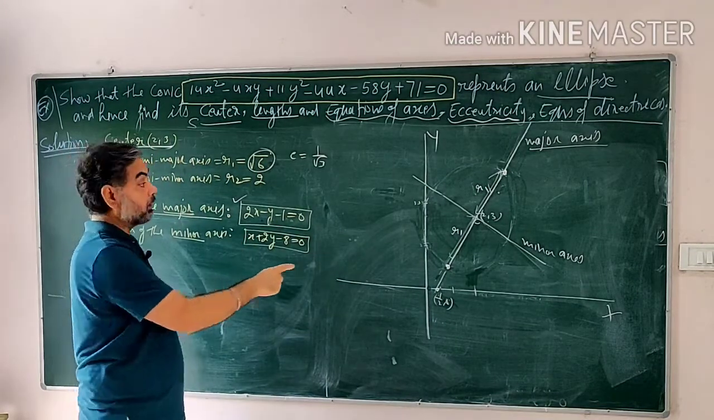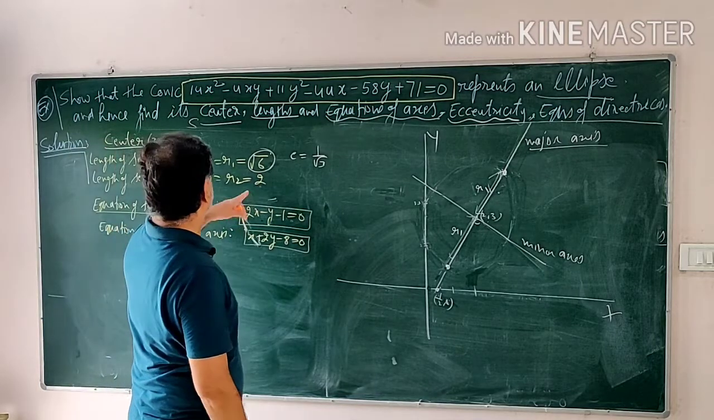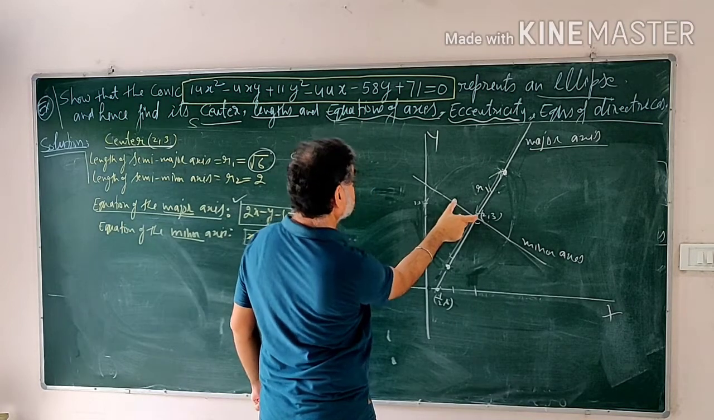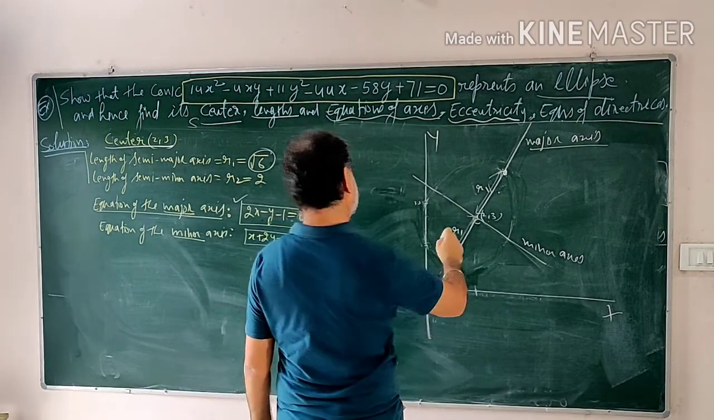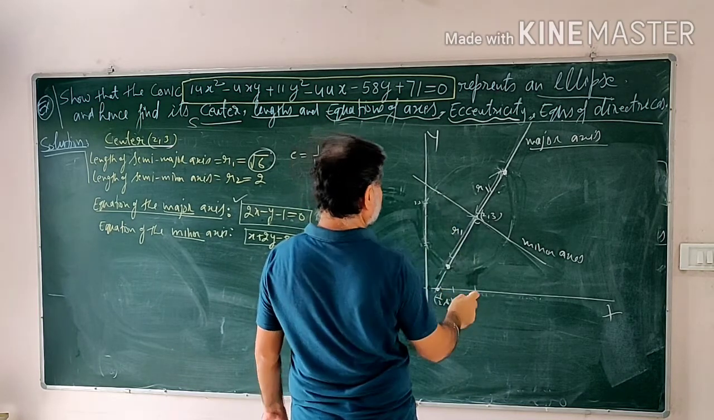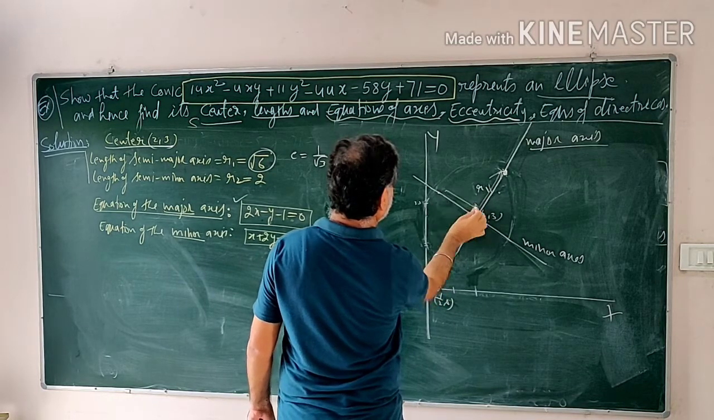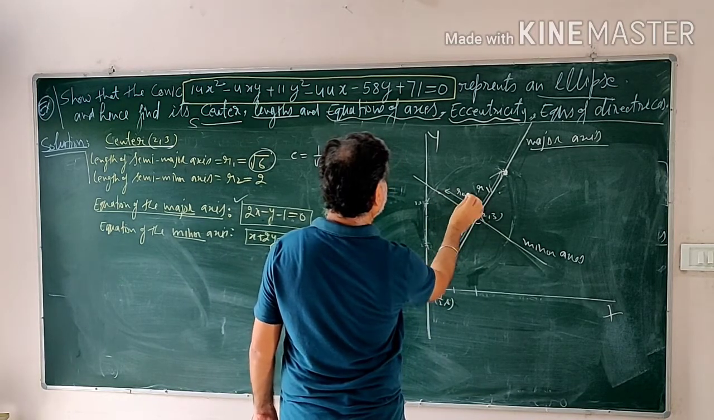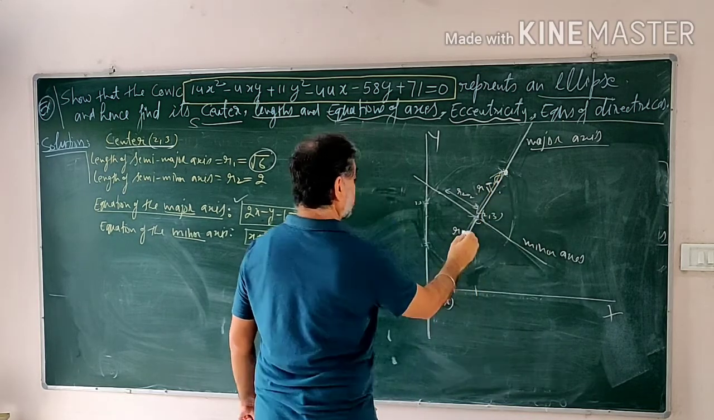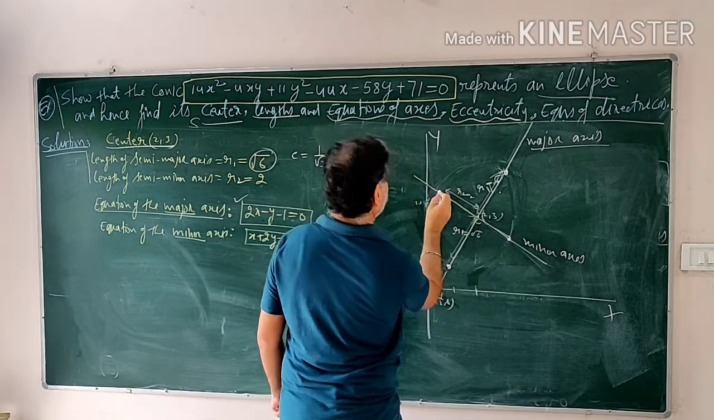On the minor axis, you cut the length equal to the length of the semi-minor axis. The length of the semi-minor axis is 2. So this is R2. R2 is equal to 2. R1 is equal to root 6. So cut this length R2 here also. Mark these points.